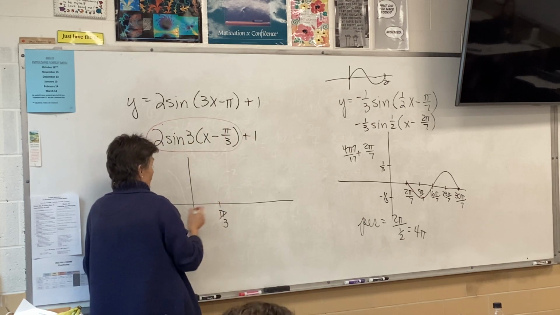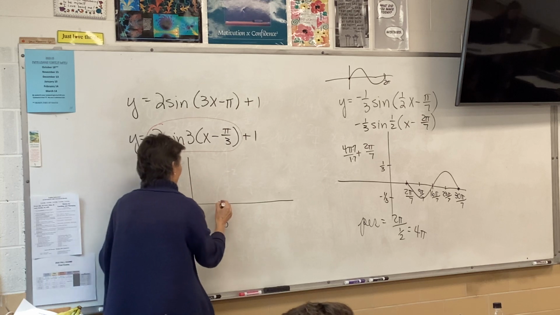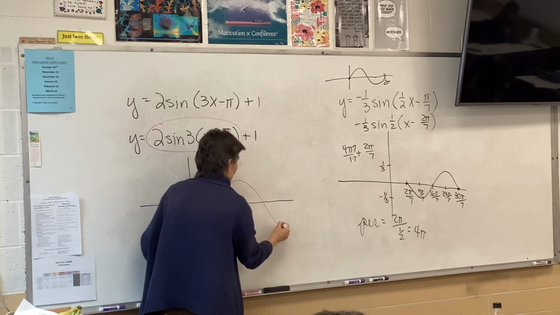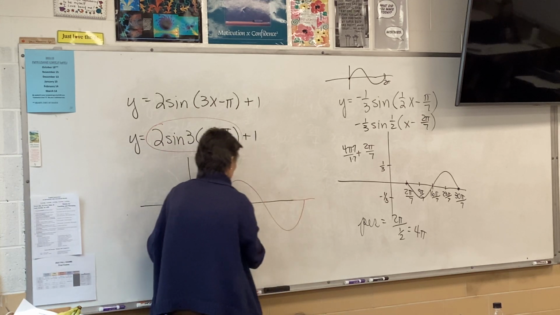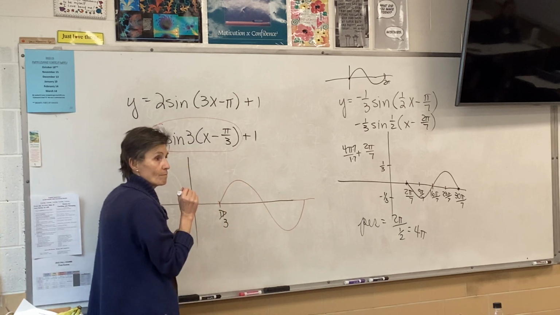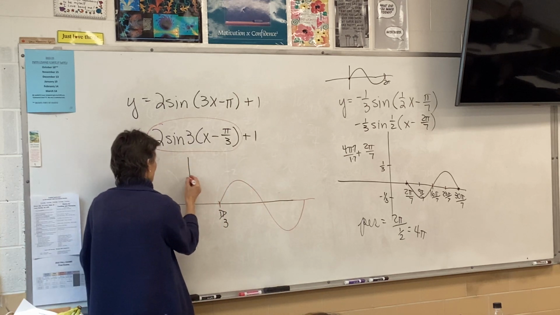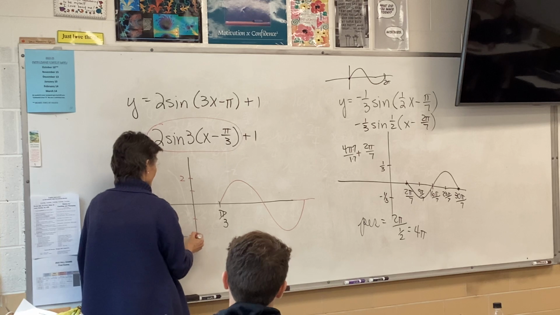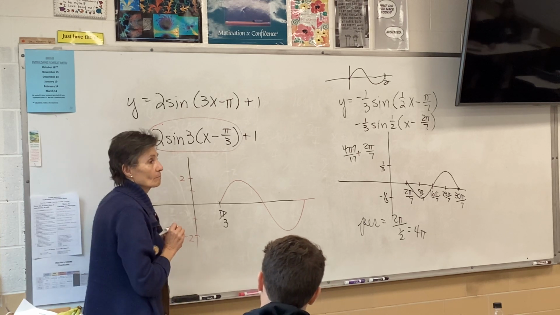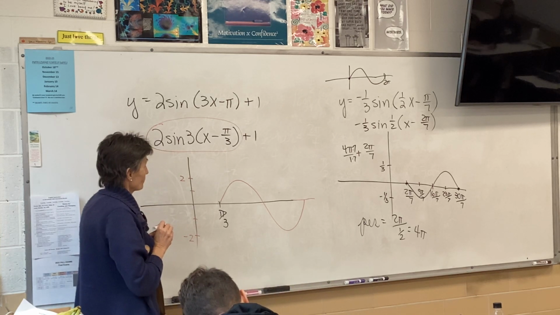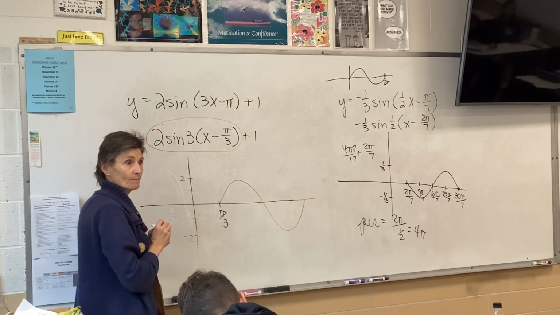All right, so I go over pi over 3. I'm a positive sine curve, which means I go hill and then valley. My amplitude is 2. Okay so far?